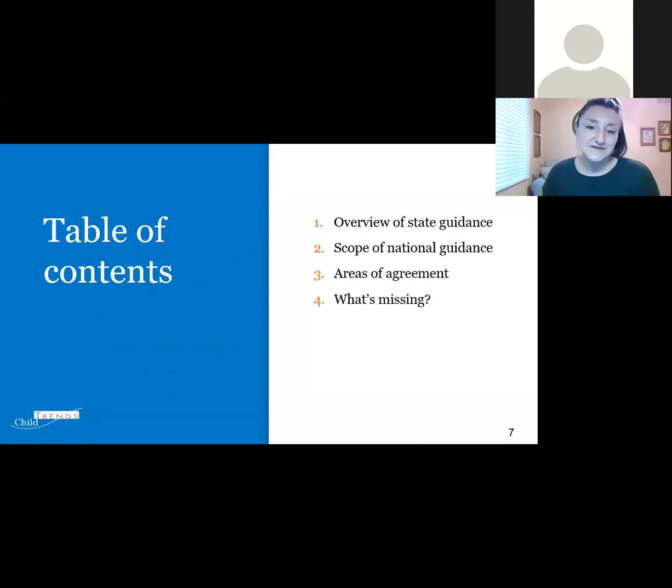So we want to give a quick synopsis of what that guidance looks like at both levels, state and national, highlight any areas of agreement among agencies or topics that have been commonly addressed, and also provide a breakdown of any topics or nuances that might be missing from this guidance, and call for those topics to be given some extra consideration moving forward as schools continue to grapple with these difficult reopening decisions.